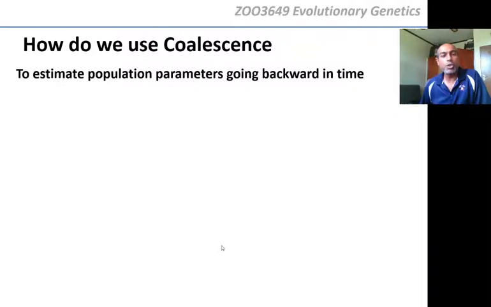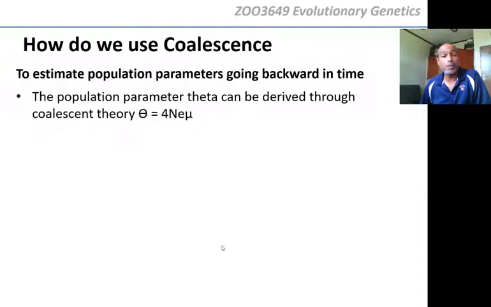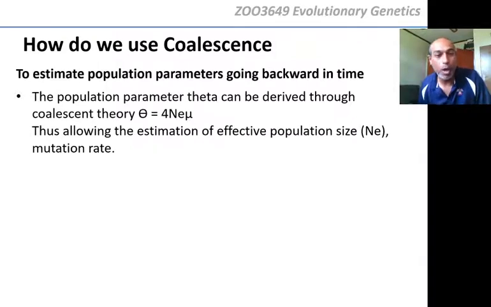So how do we use coalescence to estimate the population parameters going backwards in time? Okay, the population parameter theta can be derived from coalescent theory. I'm not going to show you how we derive it, that is for honors, but suffice to say that we can work out theta, which is equal to 4 times the effective population size, which is the way to measure drift, times mu, which is what? That little u with a squiggly bit. What is that? That is the mutation rate.